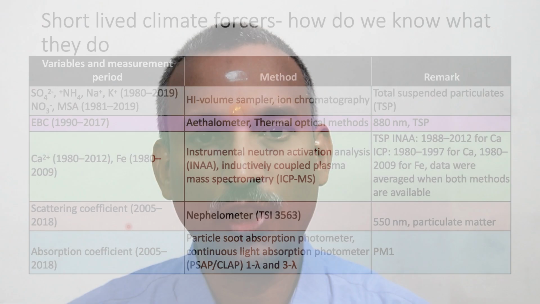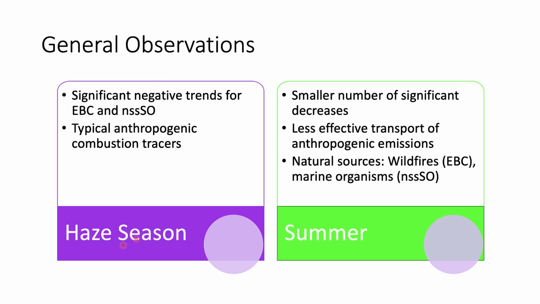What is the general observation? With respect to the haze region, there is a significant negative trend for elemental black carbon and the non-sea-salt sulfate, the major anthropogenic combustion tracers. And in the summer season, a smaller number of significant decreases is observed. It is due to less effective transport of anthropogenic emissions, and the natural sources include wildfires and marine organisms.